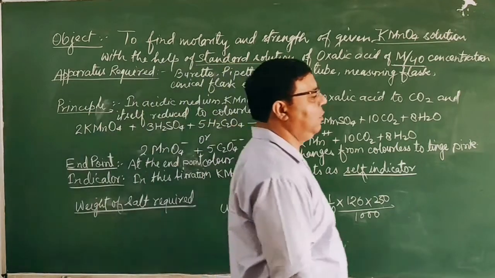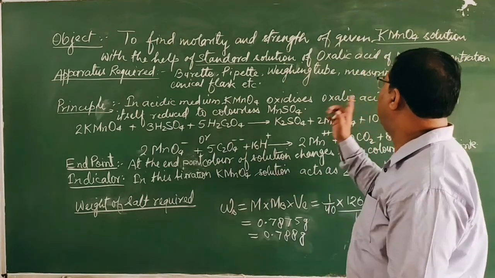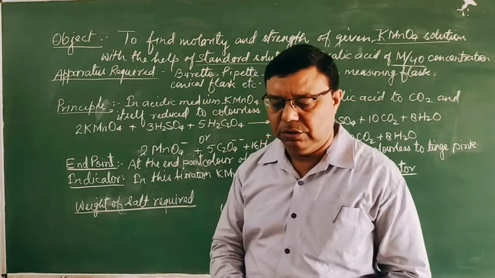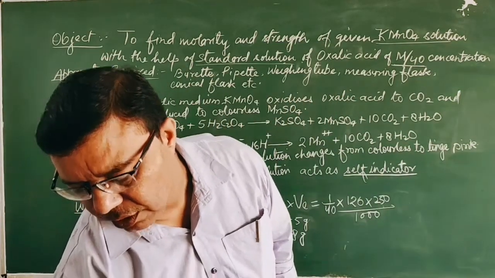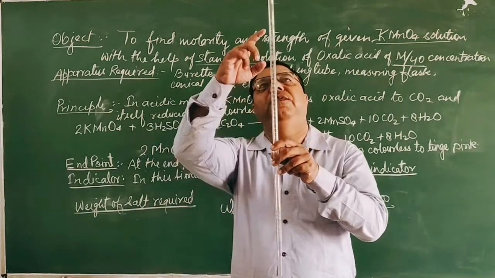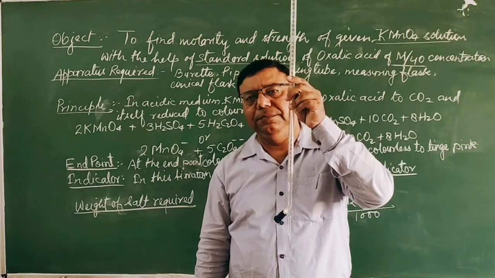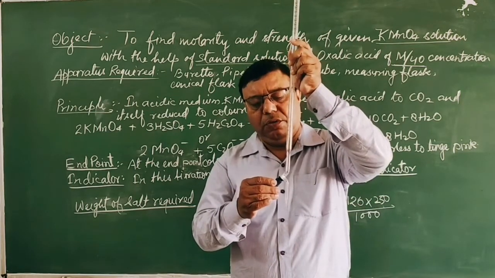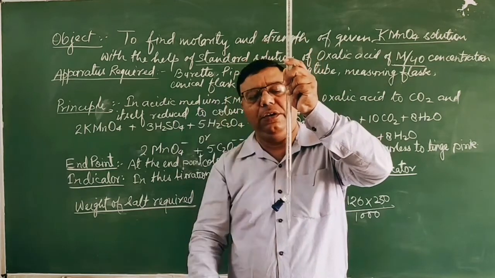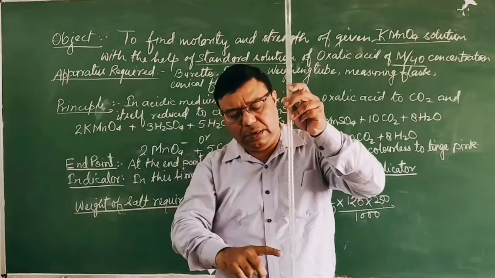What are the main apparatus required for this titration? They are burette, pipette, weighing tube, measuring flask, conical flask, beaker, etc. So I will just show you these apparatus. This is a burette. The volume of this burette is 50 ml, and its least count is 0.1 ml. Here is a knob, with the help of which we can drop the solution which is filled in it. The total volume of the solution is 50 ml. Here is the sign of 0 and here it is 50 ml.